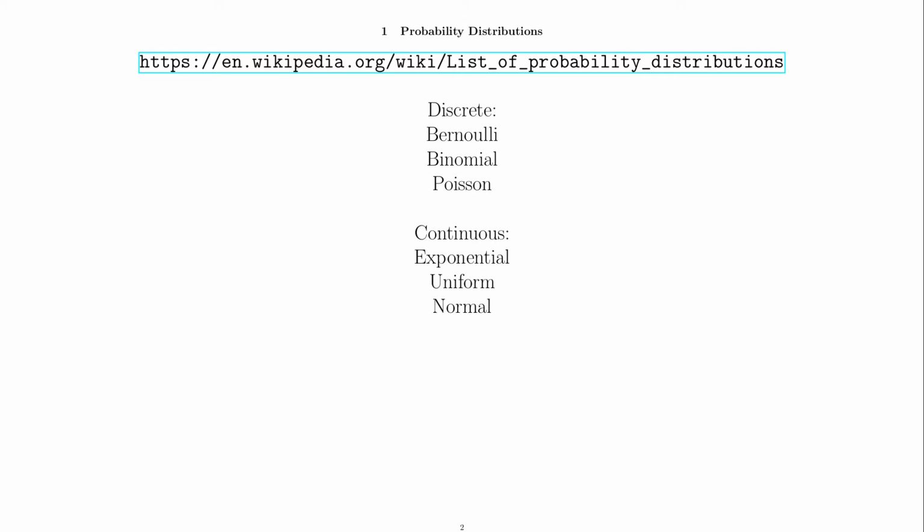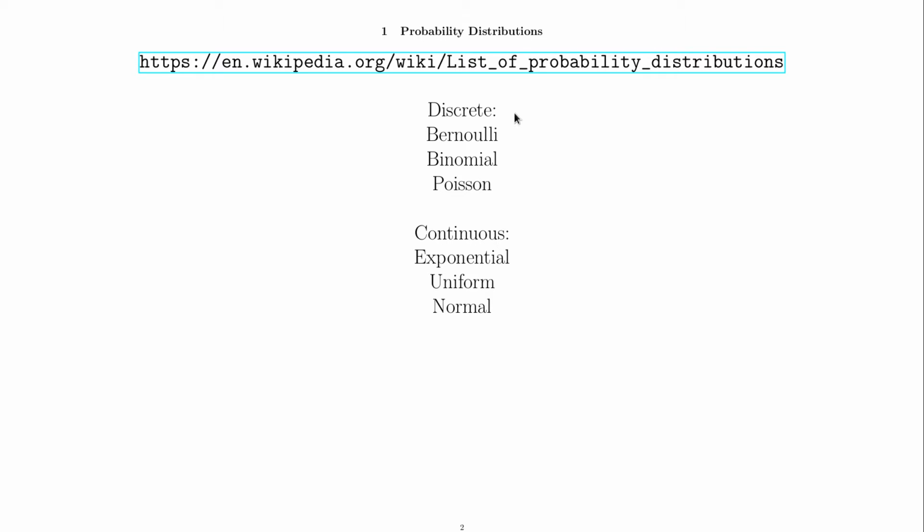Today I'm going to talk about 6 random variables and their probability distributions. I'll talk about 3 discrete random variables and 3 continuous random variables. For discrete random variables, I'm going to talk about the Bernoulli, binomial and Poisson distributions, and for continuous random variables, I'm going to talk about exponential, uniform, and normal distributions.